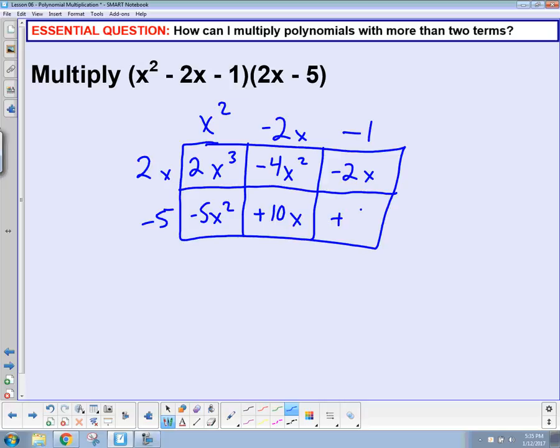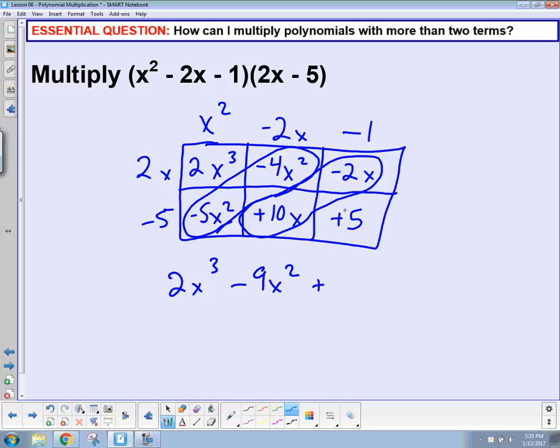Again, like terms are already in the diagonals for you to add. So 2x cubed, negative 4 minus 5, that's negative 9x squared. Nope, 10 minus 2, that'd be a positive 8x, and then plus 5. And another boom.